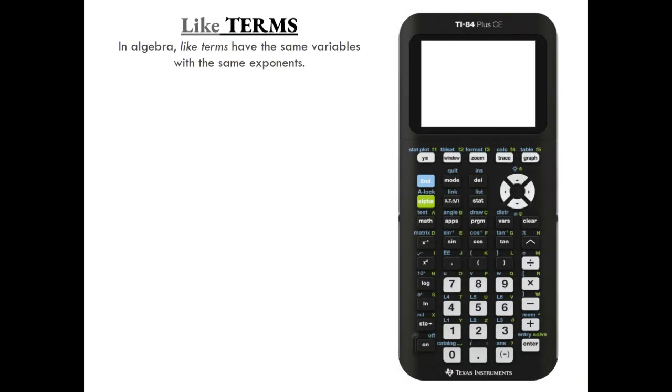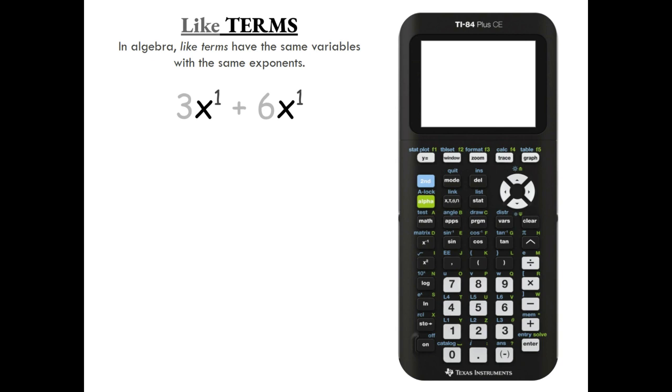Now in algebra, like terms have the same variables with the same exponents. So for terms to be alike, they must have the same exact variables, and those variables must have the same exponents as each other. So for instance, 3x plus 6x, they both have the same variable of x to the 1 power, so therefore they are like terms. You have to look at the variables. They both have x to the 1. Therefore, they are the same variable with the same exponent. So 3x plus 6x, you're going to add the coefficients.